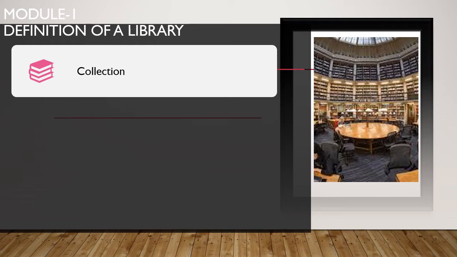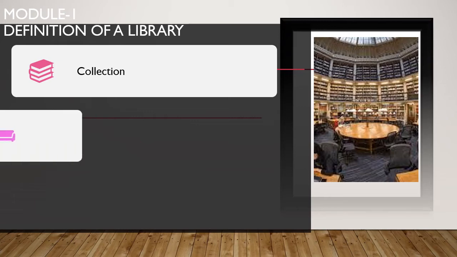A collection of such materials, especially when systematically arranged. Here the phrase systematically arranged is very important. When the materials in the library are not systematically arranged, then it is very difficult for the users to use the library effectively. So a system should be followed in each library in order to serve the users. In our library, we are using the colon classification system.